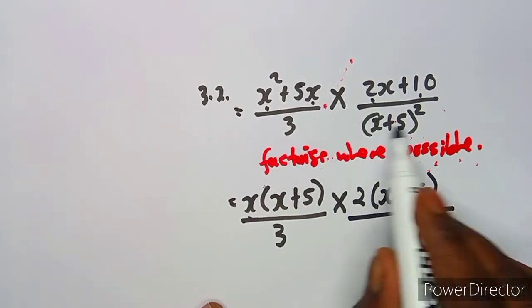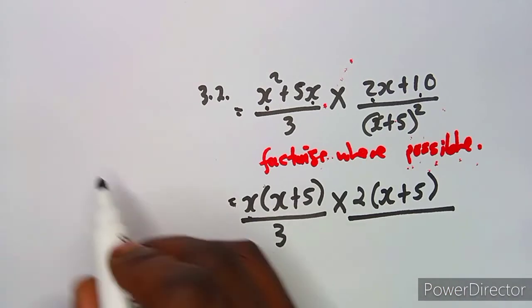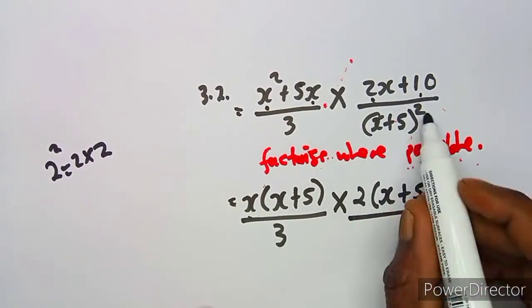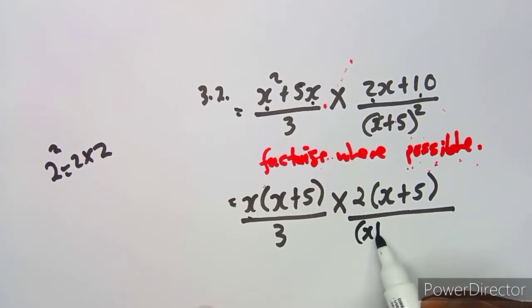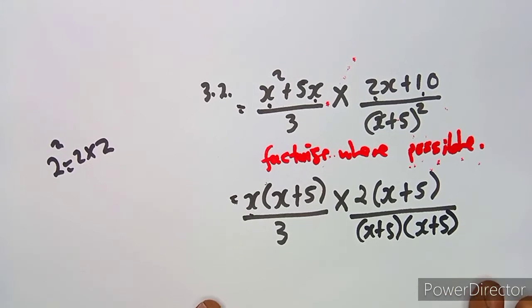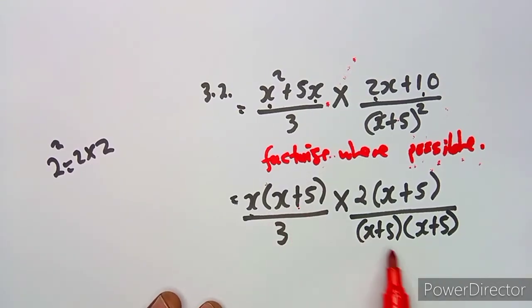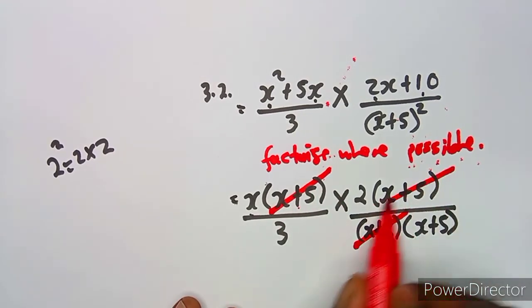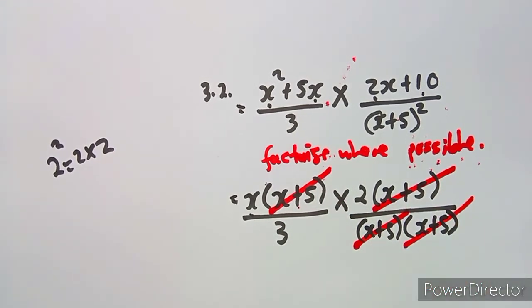Everything over x plus 5 squared simply means you're multiplying, just like 2 squared means 2 times 2. So x plus 5 squared means we've got 2 brackets of x plus 5, x plus 5, that is what it means. So now you can cancel because you've factorized and you've written in simplest form. You can cancel as long as it is between the numerator and the denominator. So this one and this one can cancel. x plus 5 and x plus 5 also can cancel.